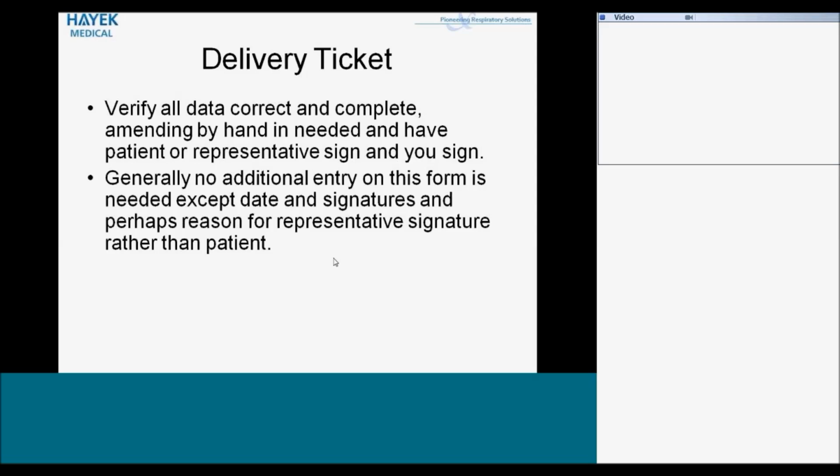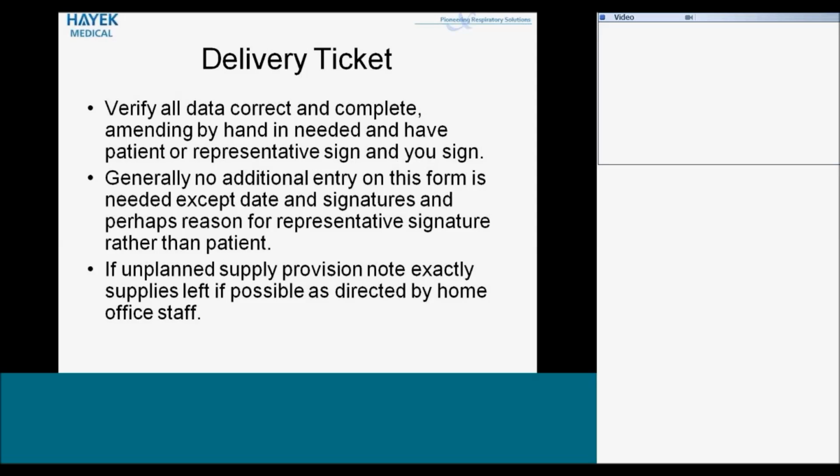Generally, no additional entry on this form is needed except the date and the signature. And perhaps if the patient isn't able to sign, the reason the representative has to sign, due to patient inability, and who it was, mother or father. If you've got some unexpected or unplanned supply provision, note the supplies that you left there, and make sure the home office is aware that you're leaving supplies so that they can help get the delivery ticket corrected when it comes back in to them.